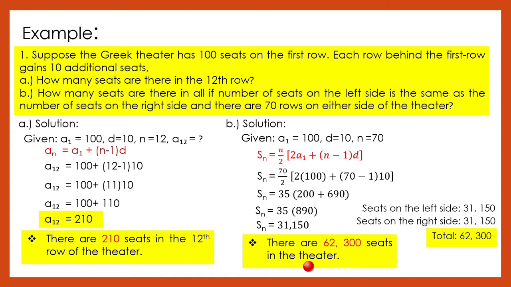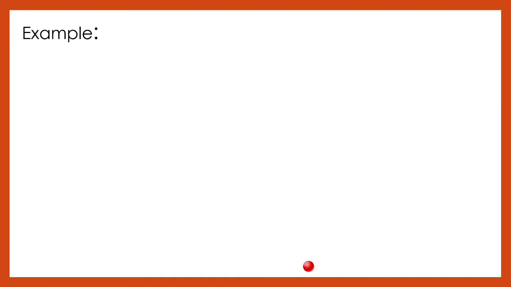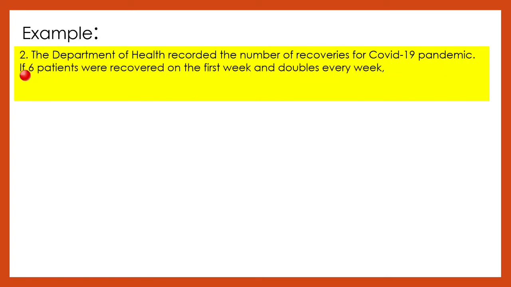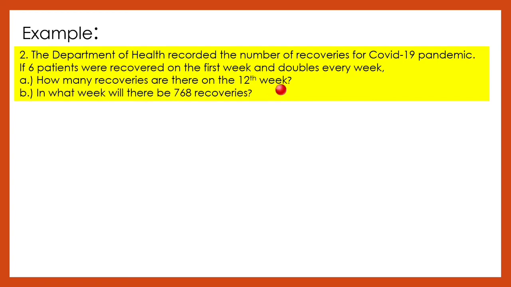Okay, nasusundan ba? Let us have another example. The Department of Health recorded the number of recoveries for COVID-19 pandemic. If 6 patients were recovered on the first week and doubles every week, letter A, how many recoveries are there on the 12th week? Letter B, in what week will there be 768 recoveries?